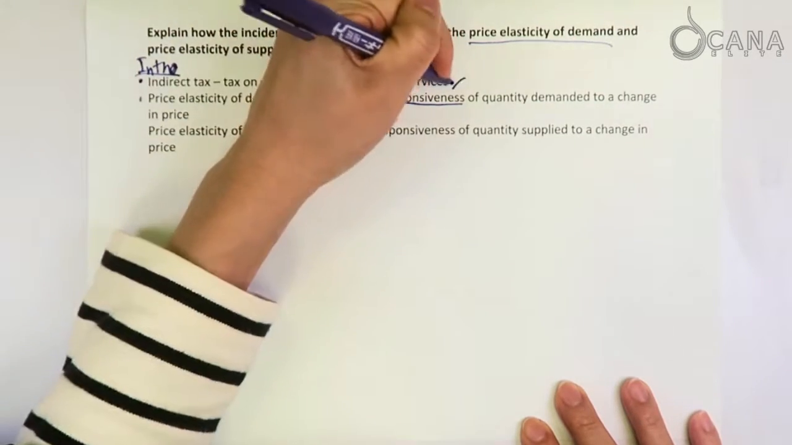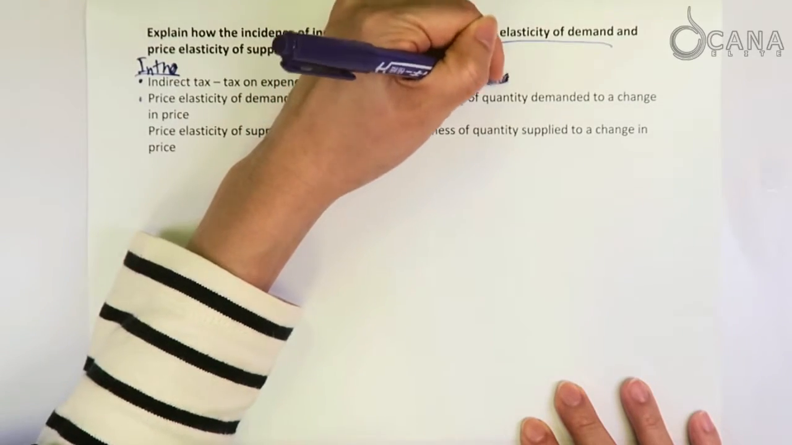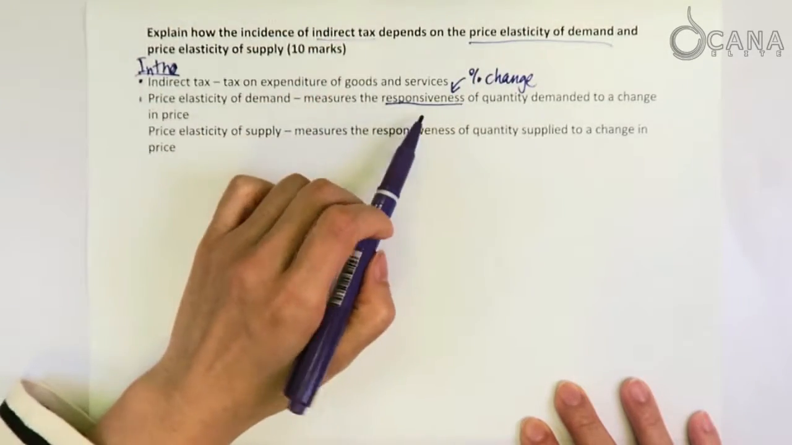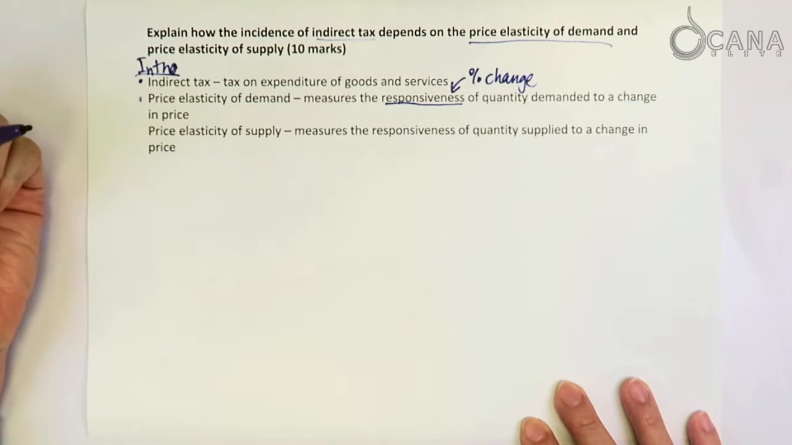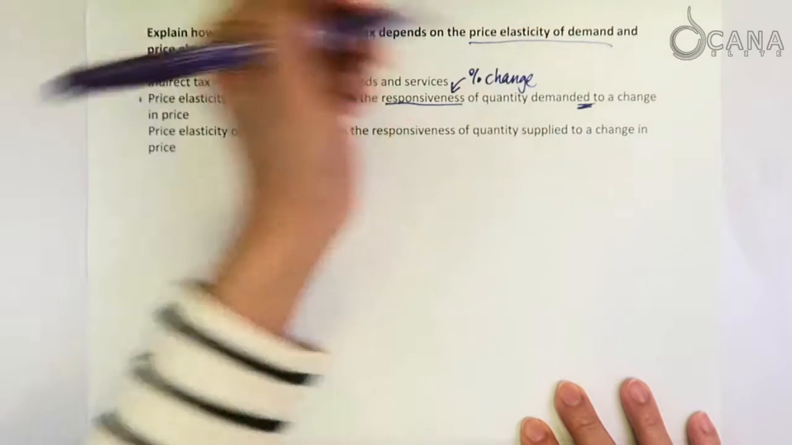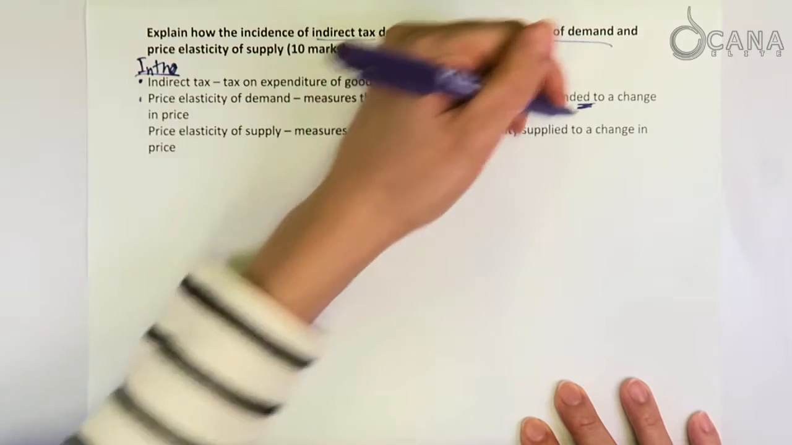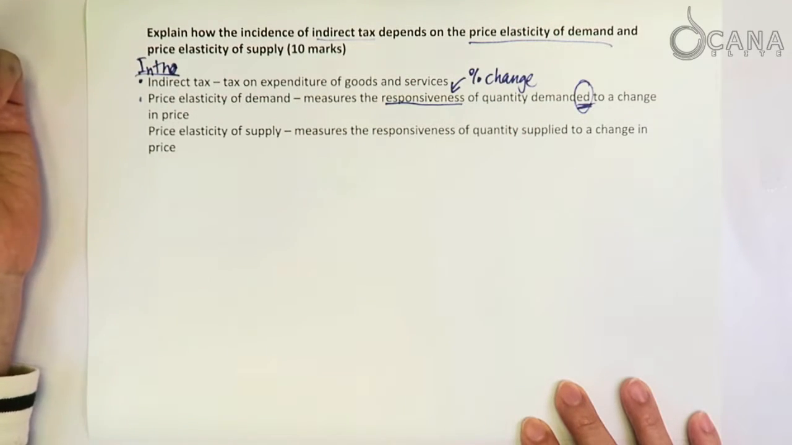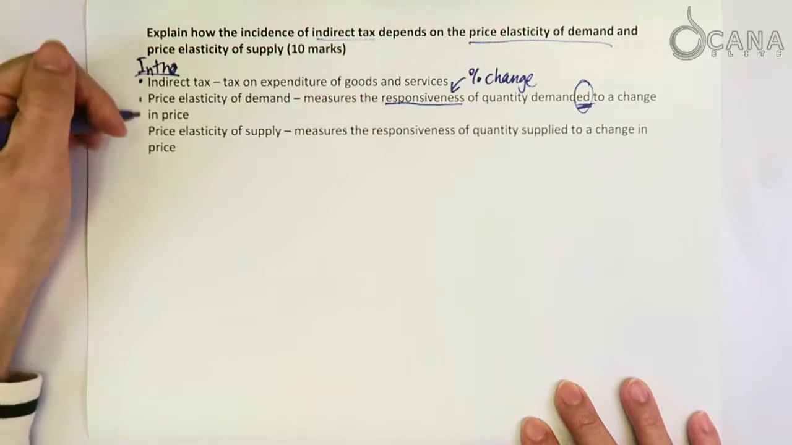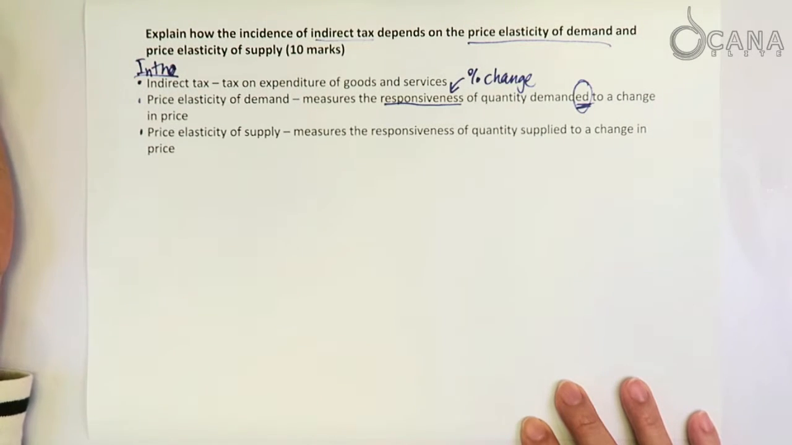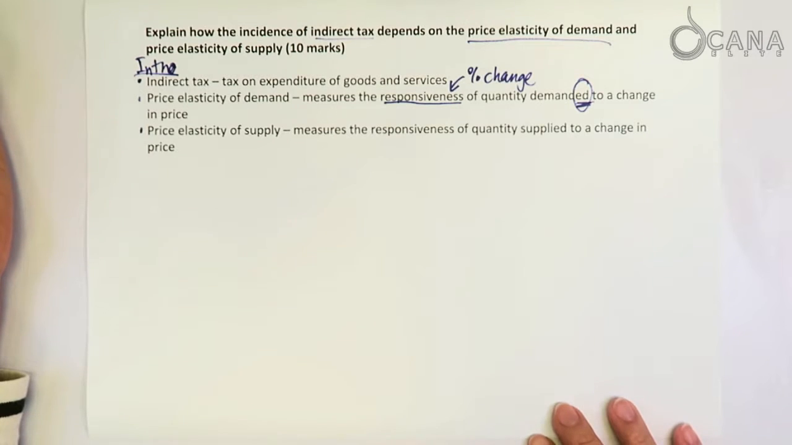Now, responsiveness already has the implication of percentage change, so we don't have to say responsiveness of percentage change. We can simply say responsiveness of quantity demanded. Another thing, mind you, some students say quantity demand without the ED. Indeed, that's an economics term, so remember to put the ED behind the demanded. And price elasticity of supply measures the responsiveness of quantity supplied to a change in price. Great, everything is defined.